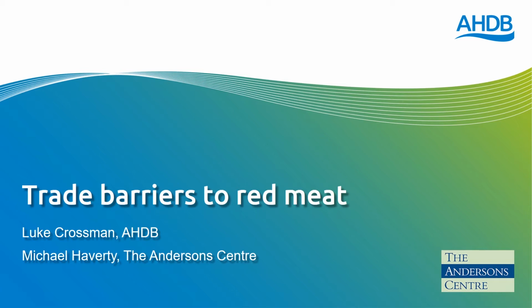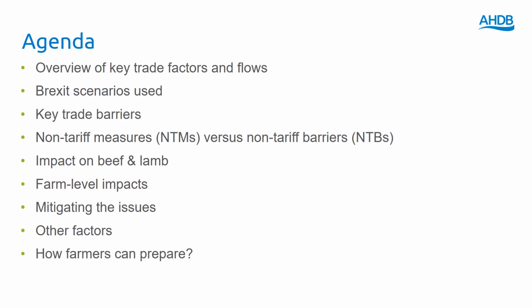During the webinar here today, I'm just going to firstly give an overview of the agenda. We'll start off by focusing on the key trade flows between the UK and the EU27 and non-EU countries, before we then go into providing more detail around the Brexit scenarios that we've used in this study. Thereafter, we'll start to focus on the key trade barriers, including tariffs and tariff rate quotas, before providing more detail around non-tariff measures and explaining a little bit around the differences between non-tariff measures and non-tariff barriers.